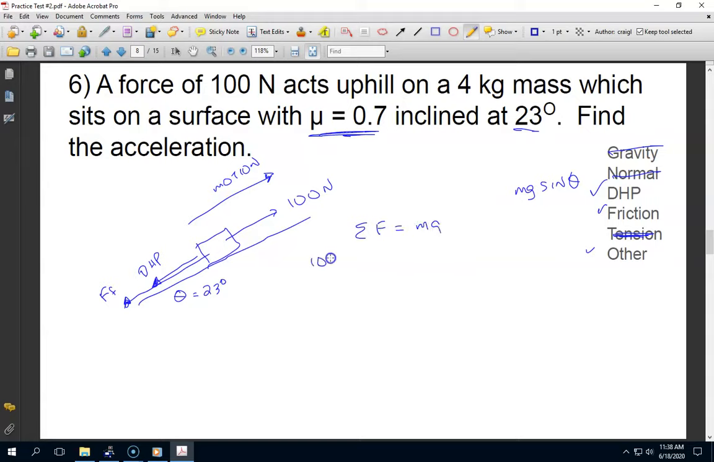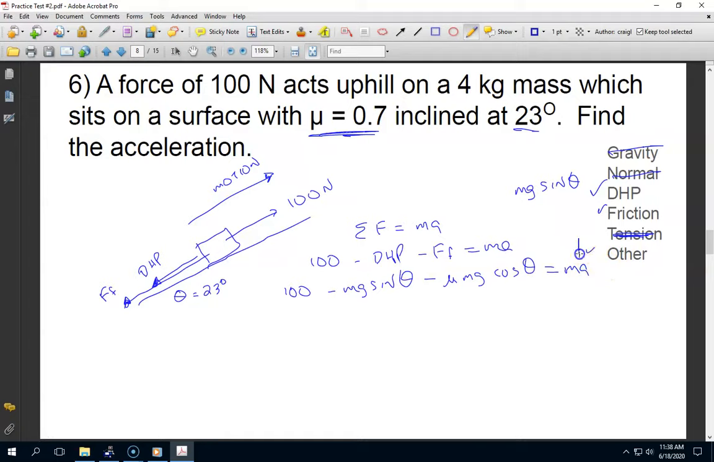and that would be 100 minus the downhill pull minus the force of friction equals mass times acceleration. 1, 2, 3 forces: uphill, downhill, downhill; positive, negative, negative. Easy as pie. All right, 100 minus, this is always mg sine theta. The friction on an incline, so long as nobody's pushing up or down, would be mu mg cosine theta. And that's equal to ma. Can't quite cancel out the mass here because I don't have m in this term. All right, so that kind of stinks.